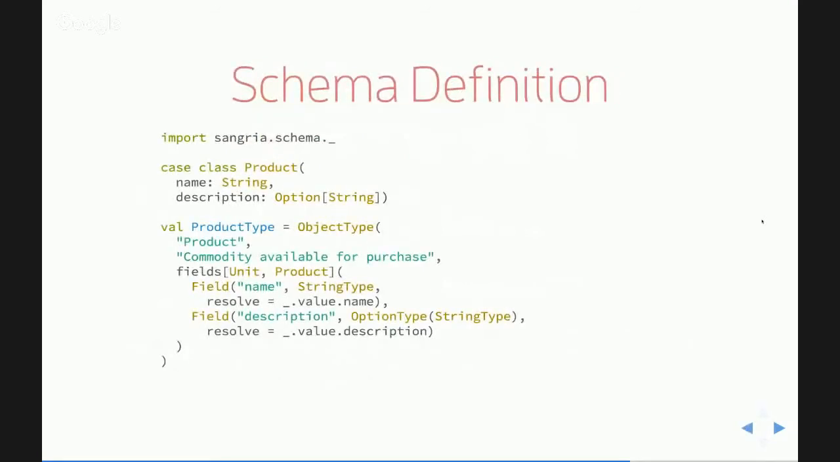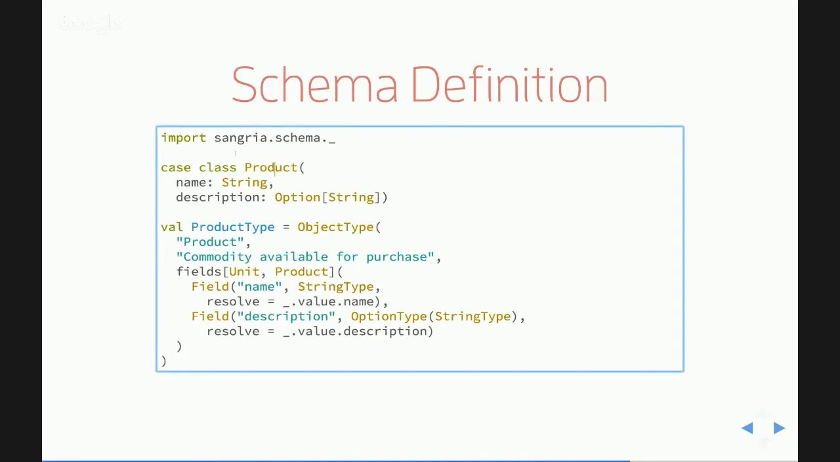So in order to use Sangria, first you need to define your schema. So you need to tell it what the types of your API are. In this case, I will define the product that I have shown you before. So after the import, I can define a simple case class for a product, which has just a name and a description for simplicity's sake. And then we can define an object type, and this is a GraphQL type. It comes from Sangria.